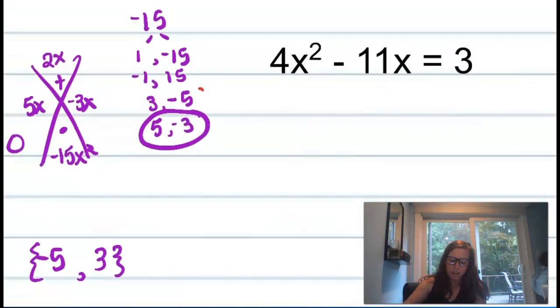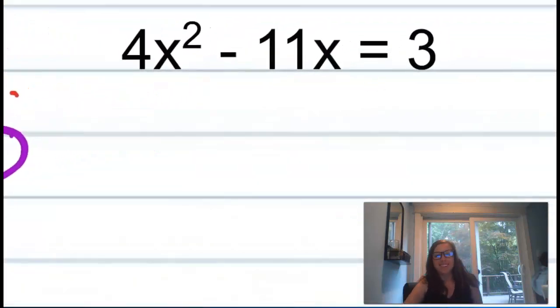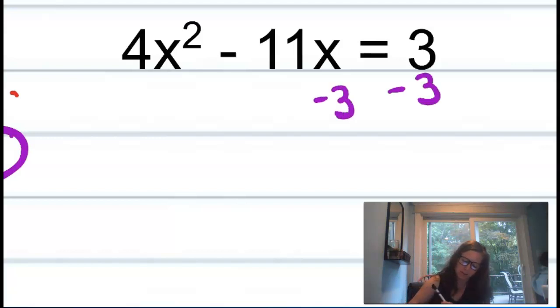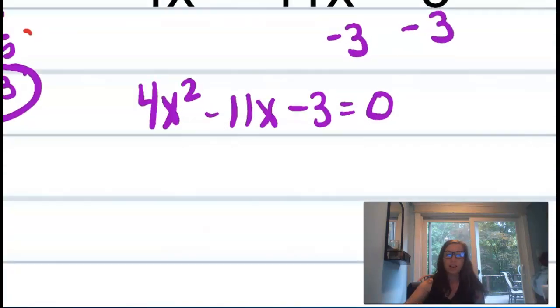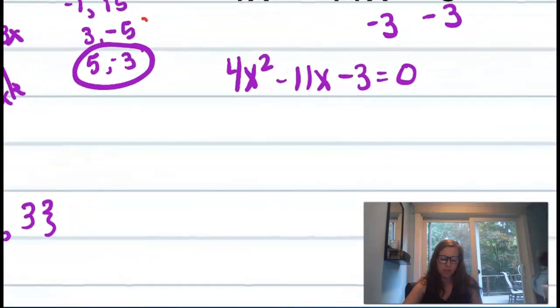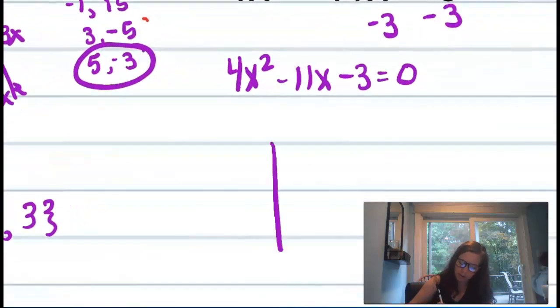Alrighty. What about if it's not equal to 0? It's equal to 3. So in this case, you have to have it set equal to 0 in order to factor. So we got to move that 3 to the other side. So you just subtract 3 on both sides. Then again, once you're here, we're just going to factor out that trinomial. And I'm going to use area model this time, just to switch it up.